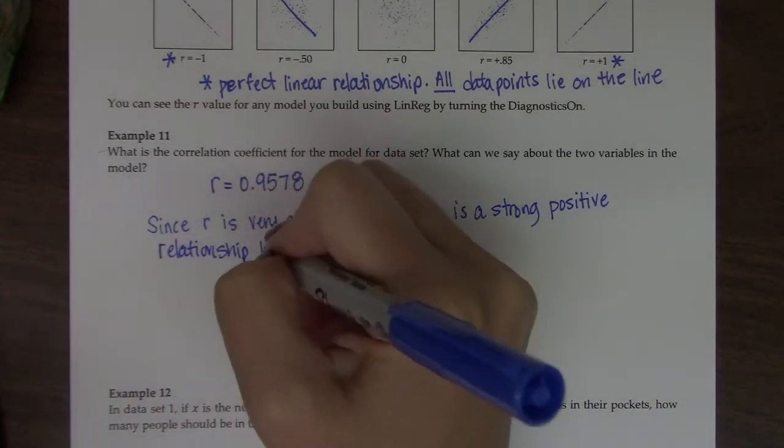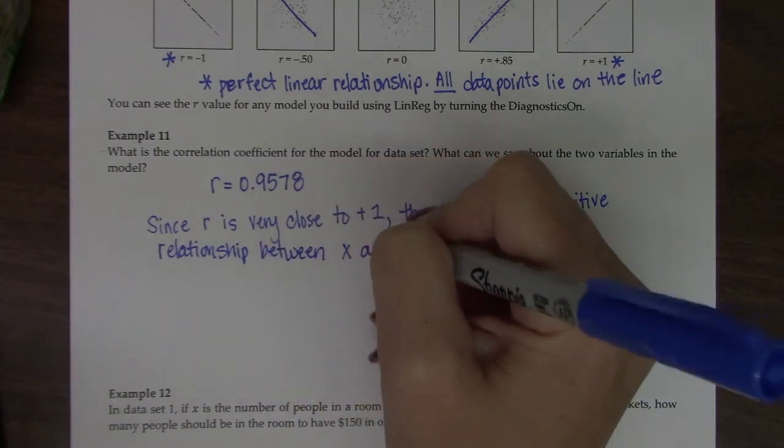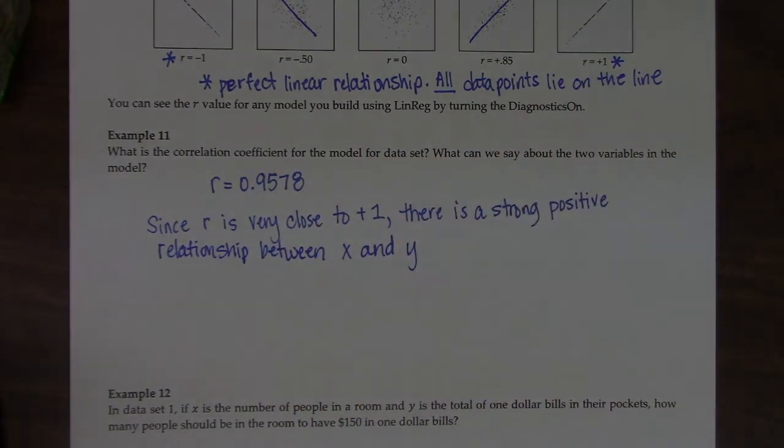Relationship between X and y. So a strong positive relationship, right? And we saw that the slope of our line was positive. And if we actually plotted these data points, we would see the points would be very, very close to our line of best fit.